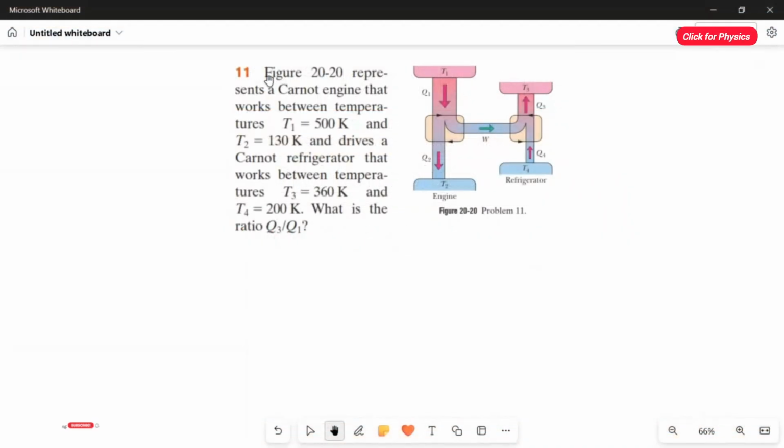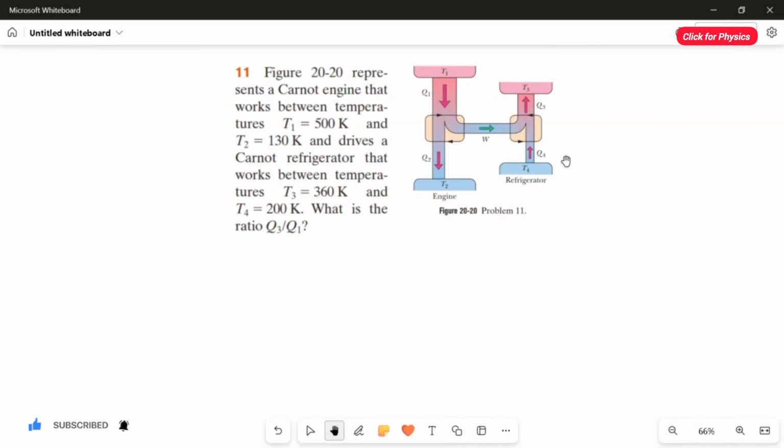Problem number 11. The figure represents a Carnot engine that works between the temperatures T1 equal to 500 Kelvin and T2 which is equal to 130 Kelvin, and drives a Carnot refrigerator that works between the temperatures T3 which is equal to 360 Kelvin and T4 which is equal to 200 Kelvin. What is the ratio of Q3 over Q1?